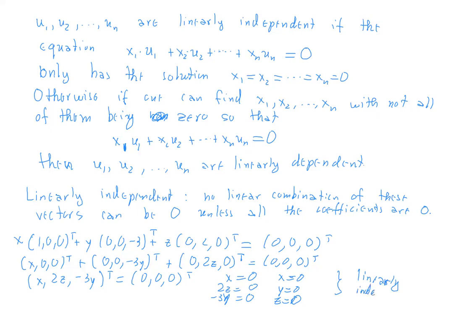So that's a nice way that you can do it, so that you can avoid having to do three things at a time. Questions, please. Otherwise, if one can find x1, x2 up to xn, not all of them being 0, so that the corresponding linear combination is 0, then they are linearly dependent.